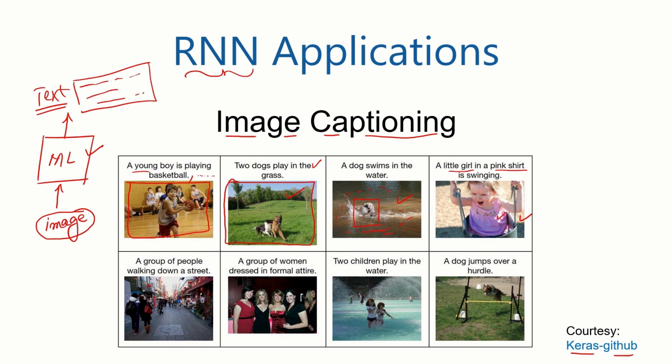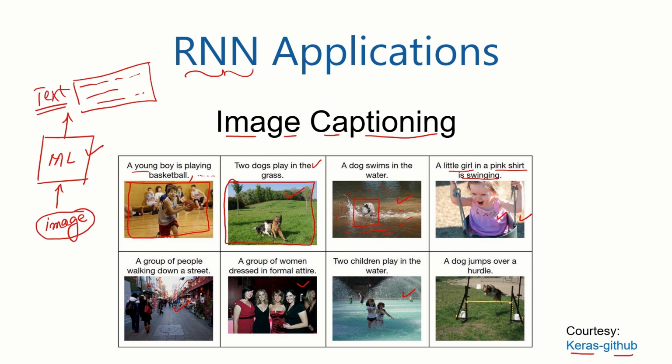So it also detects that it's a pink shirt, is swinging. That's amazing. The result for this particular image is really amazing. You can see how detailed the caption is and how accurate it is. A group of people walking down a street. So that's the caption for this. The caption for this is a group of women dressed in formal attire.